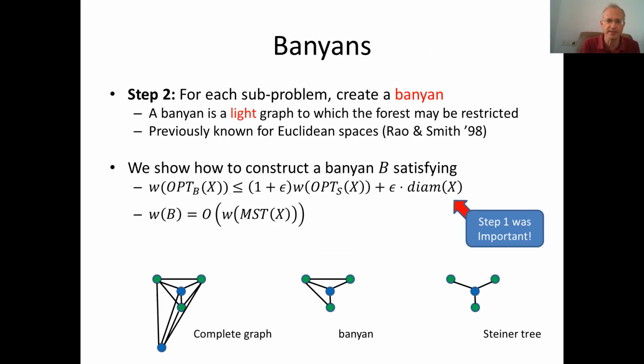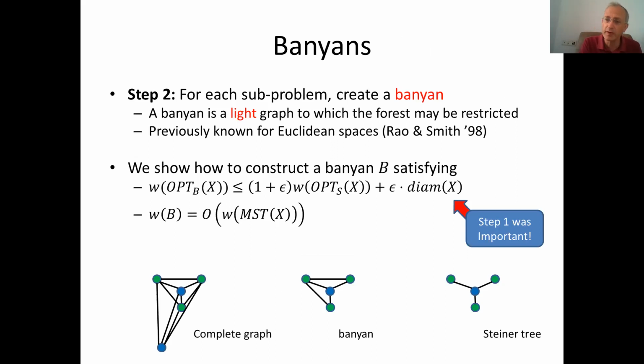The subproblem, the diameter isn't so big. Okay. The second step, having done that, is the creation of the banyan. For each subproblem, we need to create this banyan. A banyan is a light graph to which the forest may be restricted.